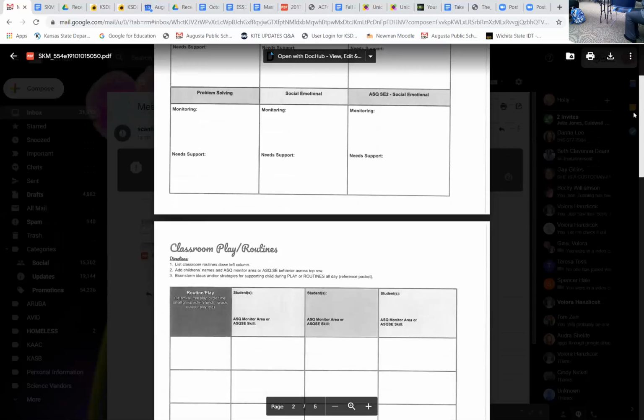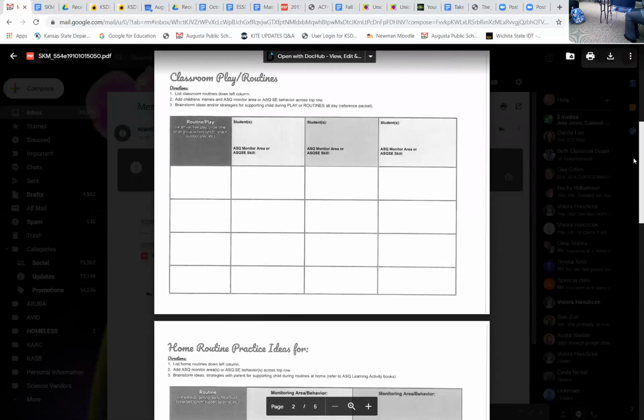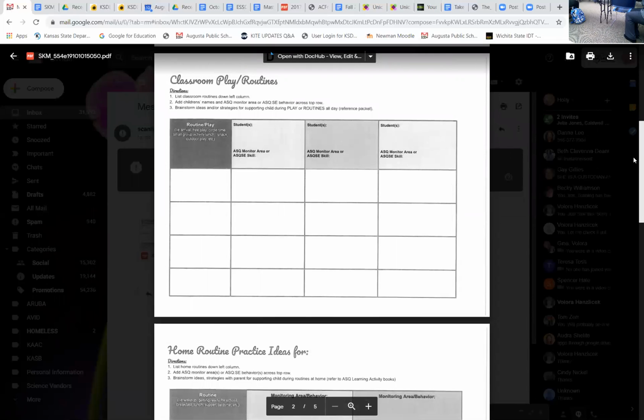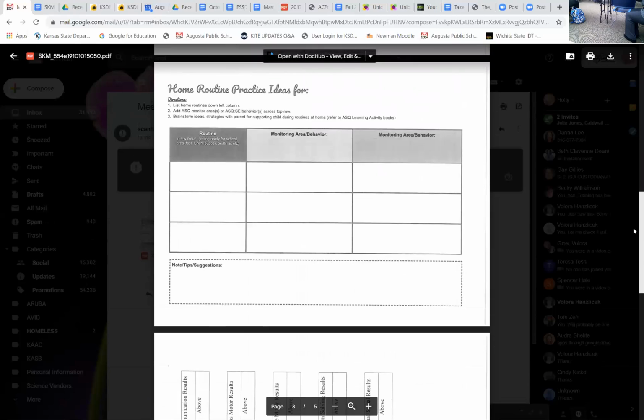The second sheet is this classroom play and routines. So this is just to think about, and we'll kind of go through that later. We're going to think about things that you regularly do in the classroom and possibly some kids that you need to target in each of those areas to just think more specifically about. The last sheet that looks like that is just a parent practice routines and ideas. You may or may not use this. It's just extra in there in case you want to.